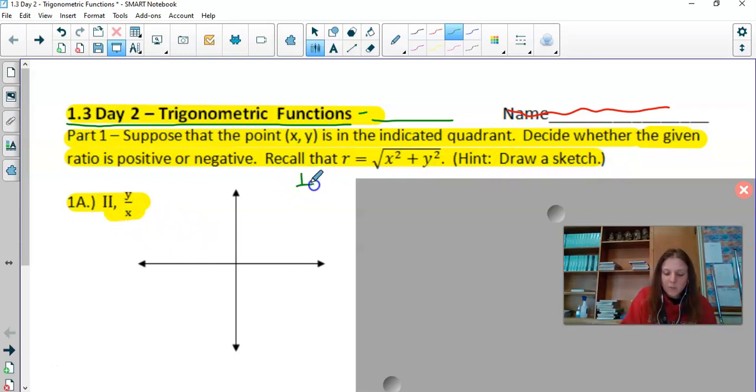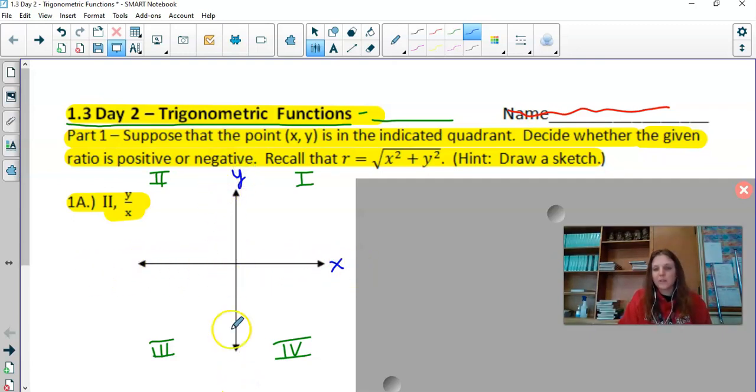First of all, I'm going to label 1, 2, 3, and 4. So this is how you always label these coordinate planes. The x-axis is the one that goes horizontally, and the y-axis is your axis that is vertical. The next thing that I'm going to do is put a point in the quadrant that's given. So in this case, I'm going to put a point somewhere in quadrant 2. It doesn't matter where you put it, just make sure it's somewhere in quadrant 2.